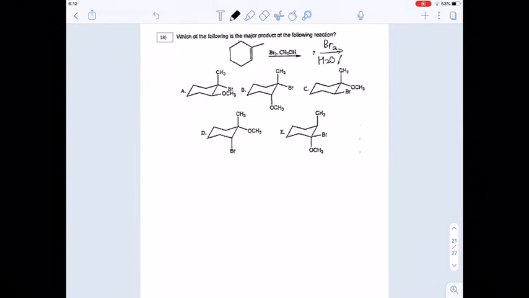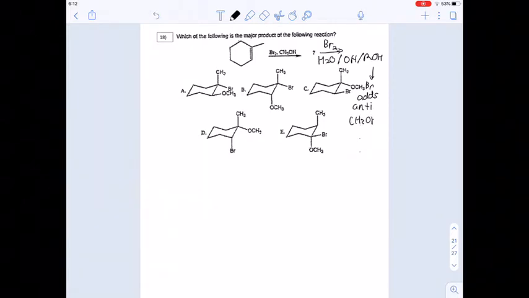Okay, so multiple choice 18 asks, which of the following is the major product of the reaction shown? As we remember from the last exam, Br2 over H2O or any variation of OH, so ROH, is going to add a Br anti to the CH3OH, or to the H2O, or to the OH. So Br adds anti, in this case, to the CH3OH.